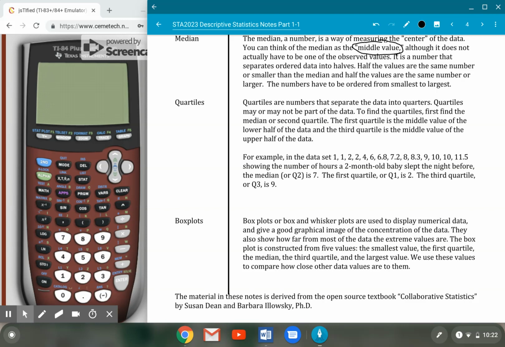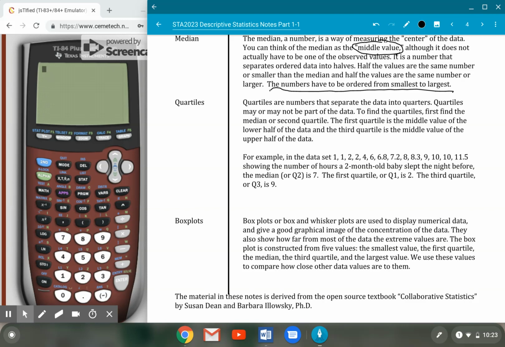So when you're trying to find that median, you're looking for the middle value. It is a number that separates your data set into halves. You've got your lower half, your lower 50% below the median, and you've got the upper half, the upper 50% above that median. So half of your values should be the same number or smaller than the median, and half the values are the same number or larger. And the key is when you're finding that median, you do need to have those numbers in order from smallest to largest if you're going to do this by hand.